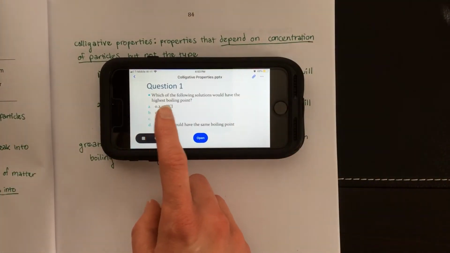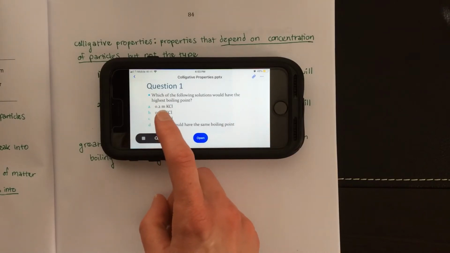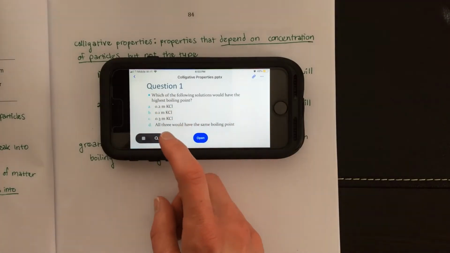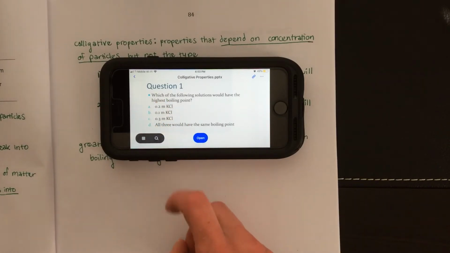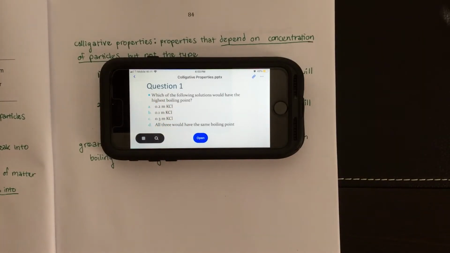This says, which of the following solutions would have the highest boiling point? And I've got numbers, and then a lowercase m, and then KCl. You might remember that lowercase m stands for molality, which is a unit of concentration. That's moles over kilograms. You don't have to worry too much about it. Just know that that's molality.